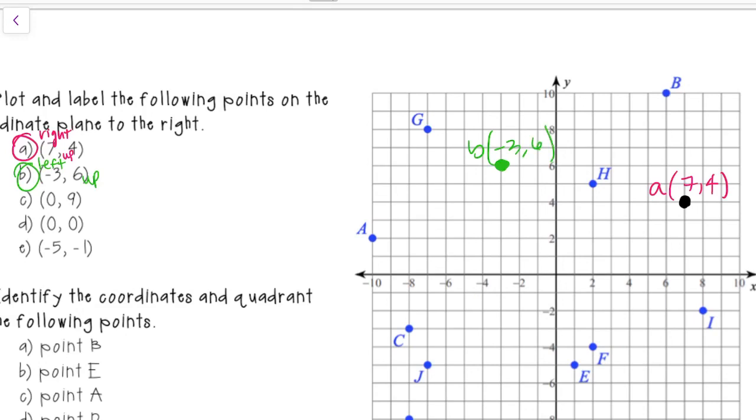Lastly is the ordered pair 0, 9. We move left or right 0 from our origin. So that means that we are going to be on our y-axis. So we've got a point on our y-axis. We are just moving up 9. So that's going to leave us right at the very tippy top. And that is point number C, or letter C, and the ordered pair is 0, 9.